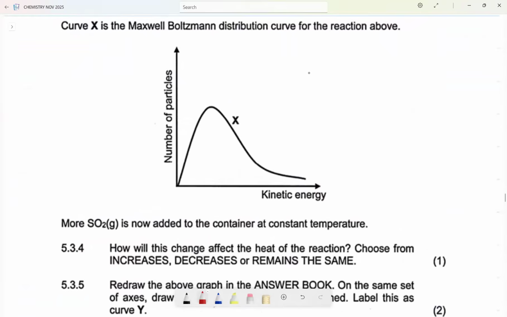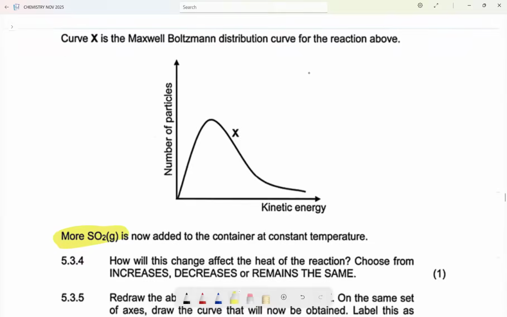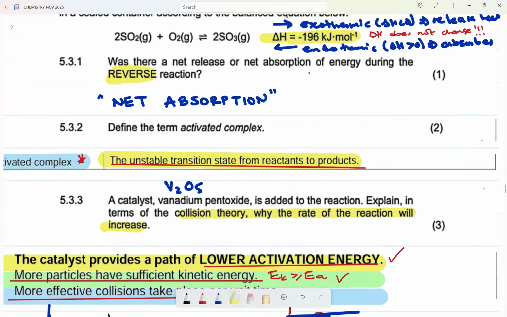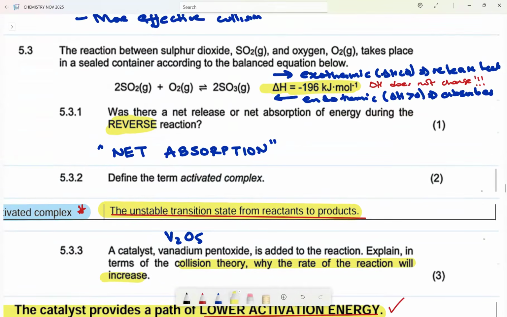So more SO2 is now added to the container. When SO2 is added to the container, we know there will be an increase. When we increase this, Le Chatelier will say we don't want more of this. We will try to transfer some of it to that side so that we balance out. When we transfer, this one will decrease and this one will increase.